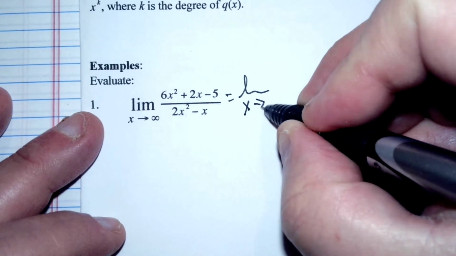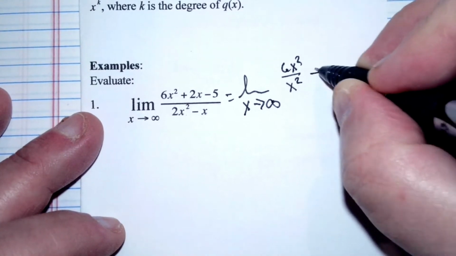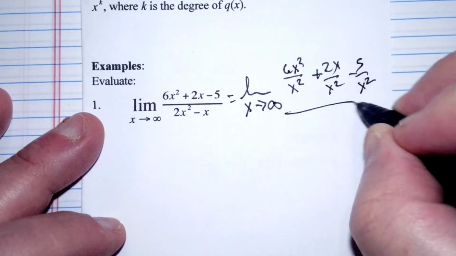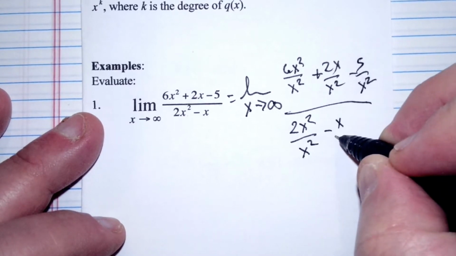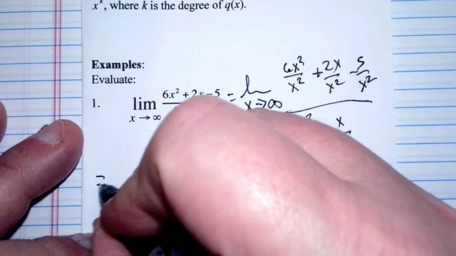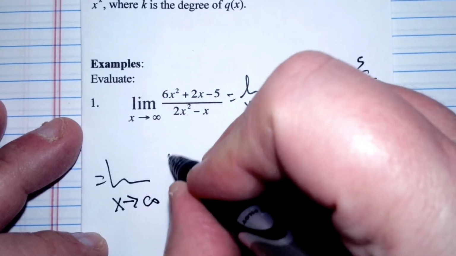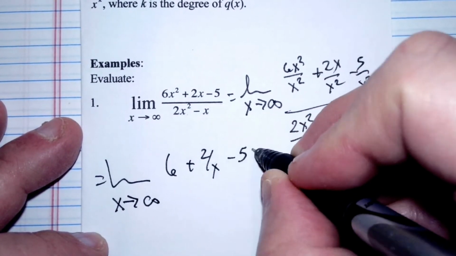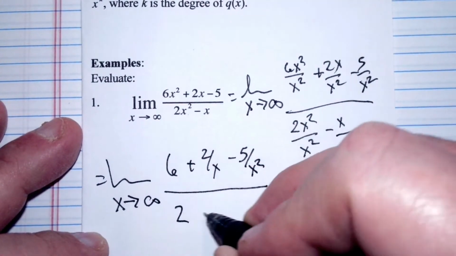So we'd have the limit as x tends to infinity of 6x squared divided by x squared plus 2x over x squared minus 5 over x squared, over 2x squared divided by x squared minus x divided by x squared. Let's clean this up a little bit. That's going to simplify to 6 plus 2 over x minus 5 over x squared, and that's divided by 2 minus 1 over x.